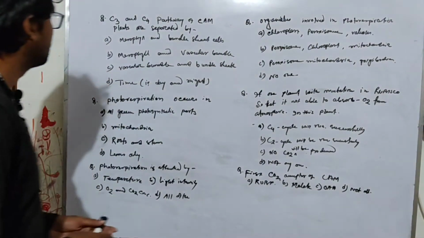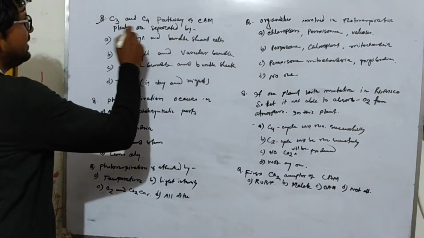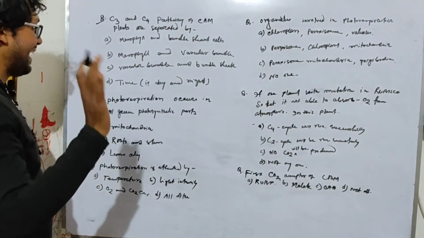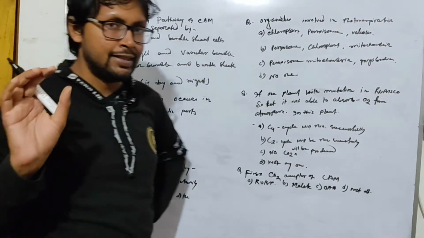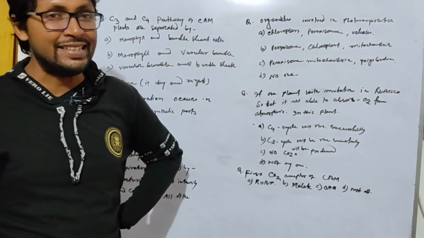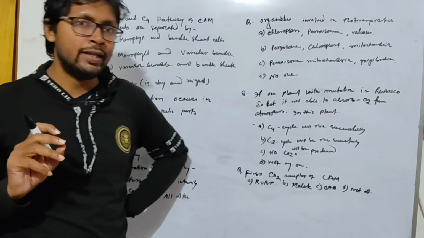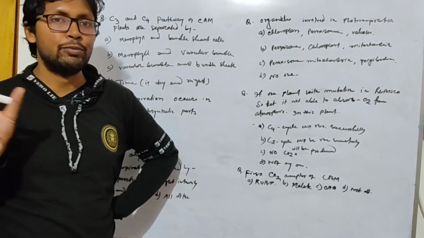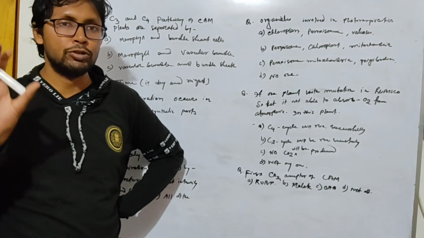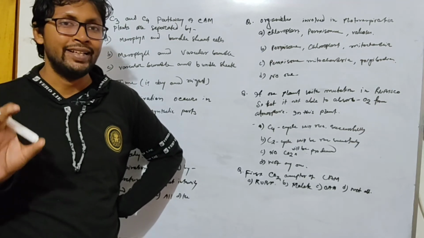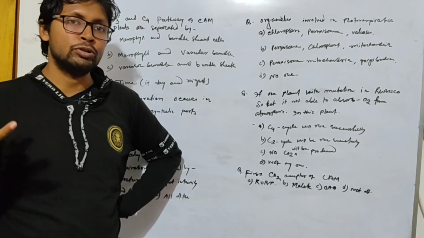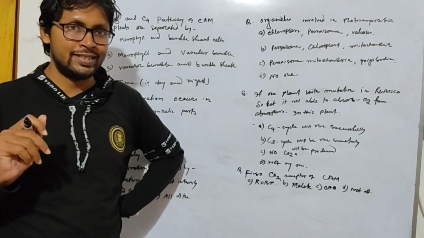So next question: the C3 and C4 pathways of CAM plants are separated by what? CAM plants are known as night C4 plants. Why? All their characteristics are like C4 plants. They are protected from photorespiration. They are able to absorb carbon dioxide directly from the atmosphere with PEP carboxylase and produce the organic acid, oxaloacetate, as the first stable product.